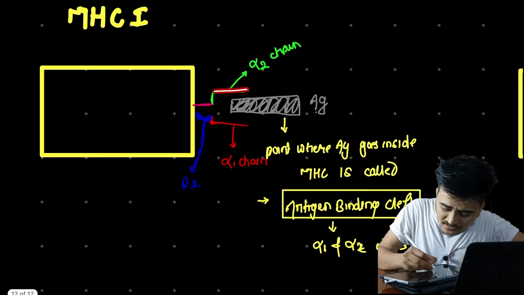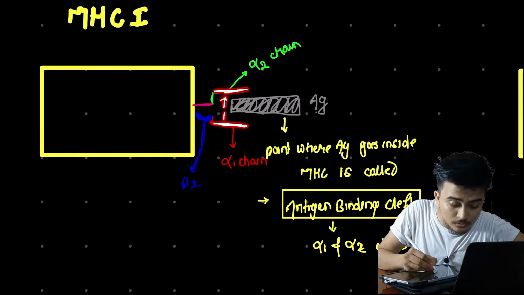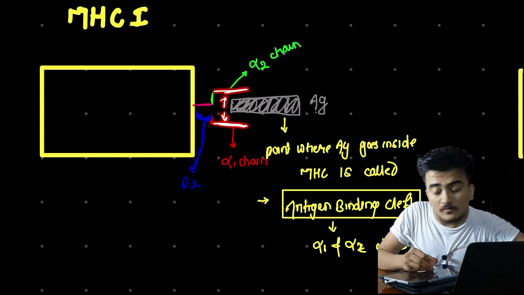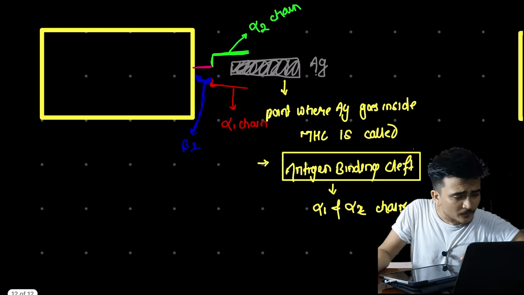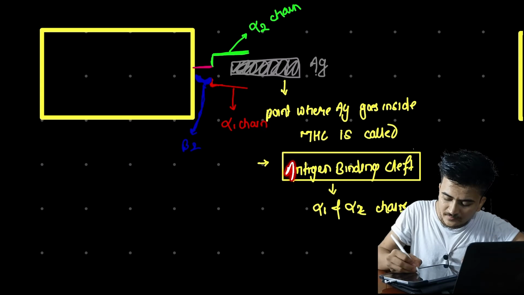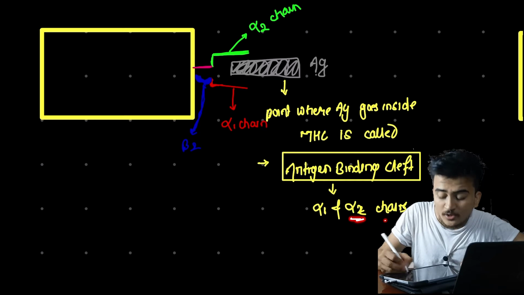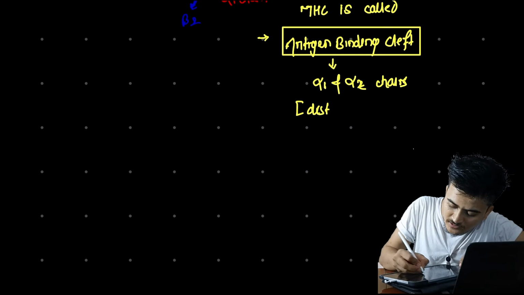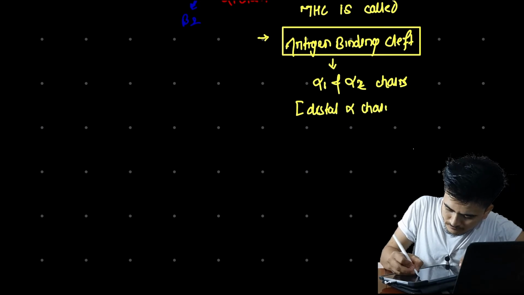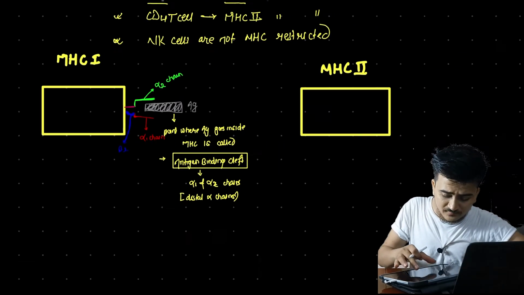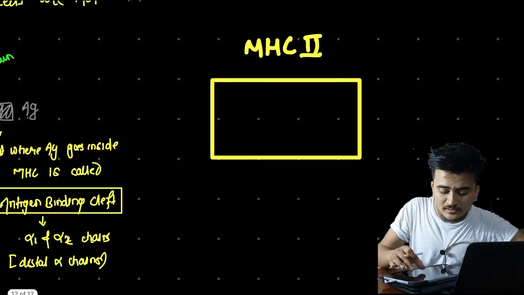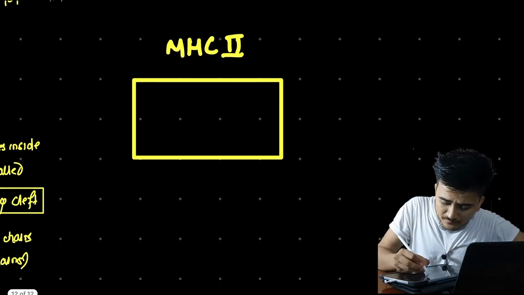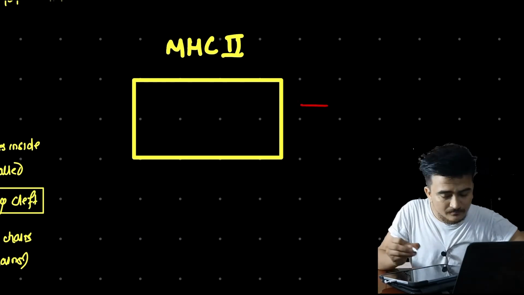And since these two chains are far from each other, they are also called what? They are called distal alpha chains. So we can say in MHC class 1, the ABC, or antigen binding cleft, is made up of alpha 1 and alpha 2 chains, or we can say distal alpha chains. That's all. Okay, now talking about MHC 2 type, and in this MHC 2 type, let me draw the same thing here, what?